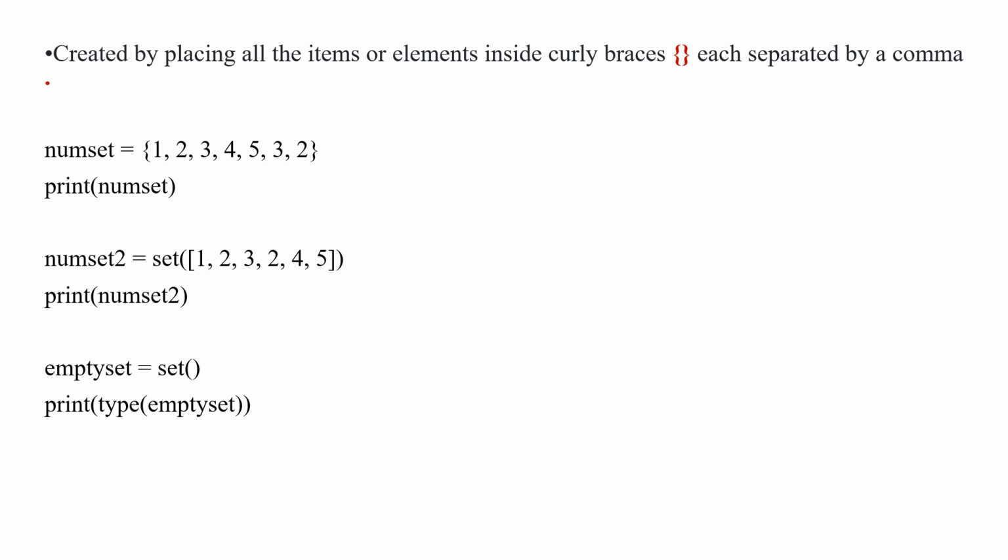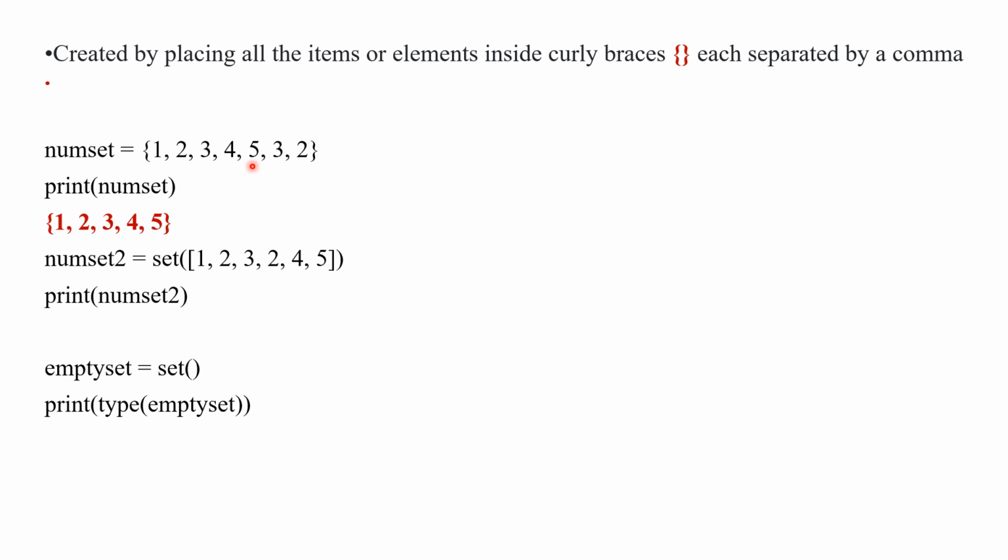How is a set created? Like we know, a list is created with square brackets, a tuple with parentheses, and a set is created with curly braces. Now we have a set named num set. You can see the elements are repeated, but when I print it, it removes all the duplicates and prints the unique values 1, 2, 3, 4, 5.